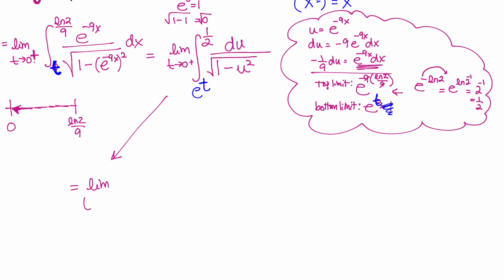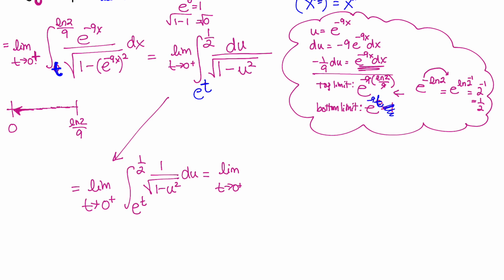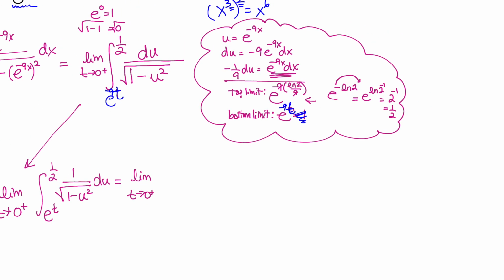That is the limit as t goes to 0 from the positive side of the integral from e to the negative 9t to 1/2 of 1 over the square root of 1 minus u squared. That is arc sine. That's our inverse trig function. Did you get arc sine, Anna, by using trig substitution? Nice. Griffin, question. Wouldn't the bottom limit be e to the negative 9t? It is e to the negative 9t. Oh, my God. Okay. Yes, it is. Thank you kindly, sir.